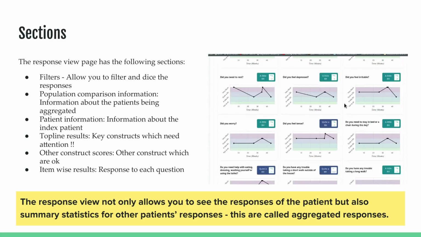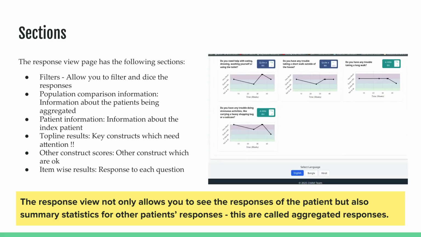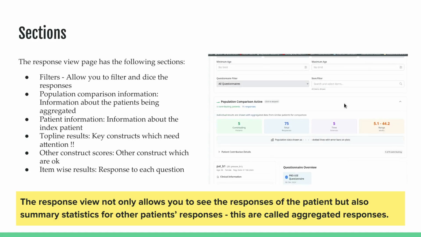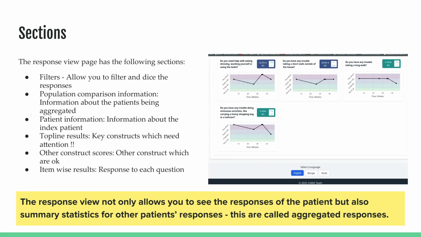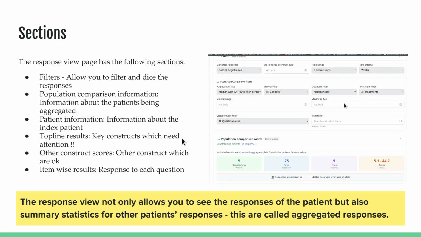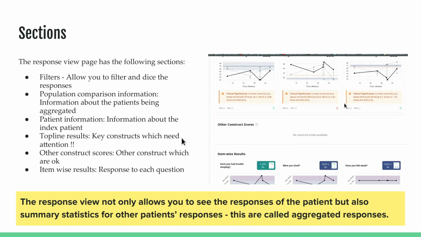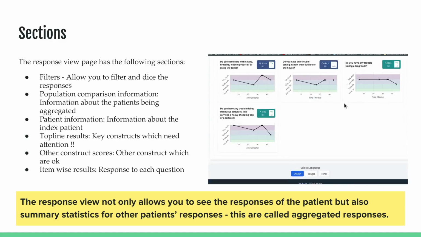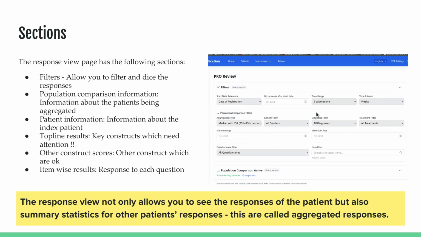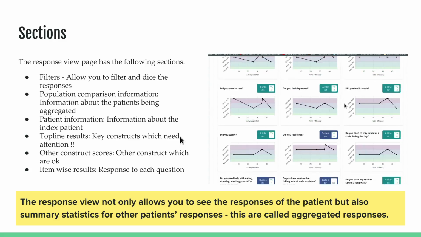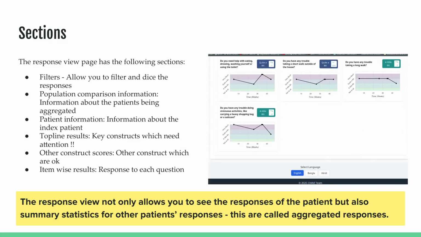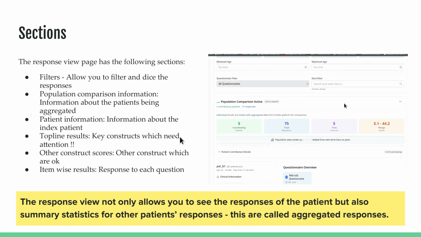Now the patient response page that opens has several sections. The first is a filter section which allows you to filter and dice the responses. Then we have a population comparison information which provides information about the patients being aggregated. The patient information section provides information about the patients you are trying to view. The top line results are the key constructs which need your attention. Other construct scores comprise of other constructs which are okay, and item wise results provide response to each question.